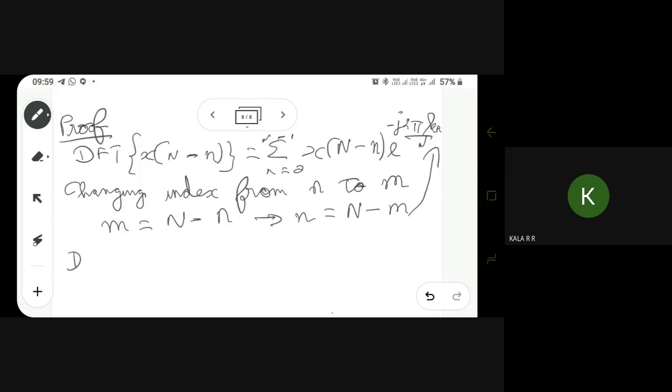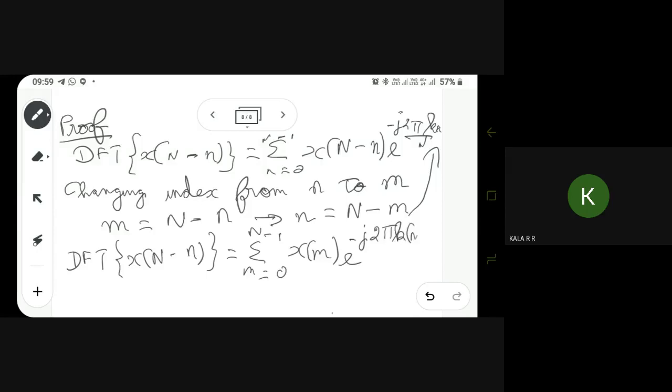The DFT of x of (N minus n) will be equal to the summation. So the n is replaced, so m goes from 0 to N minus 1, of x of m, okay, so it is replaced, x of m e power minus j 2 pi k (N minus m) by capital N.